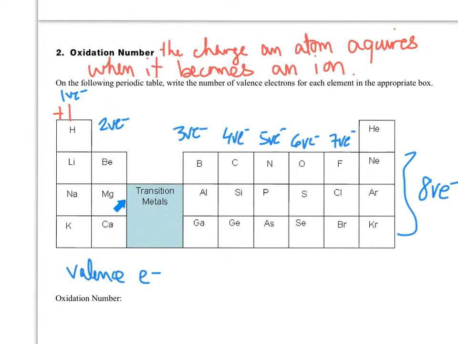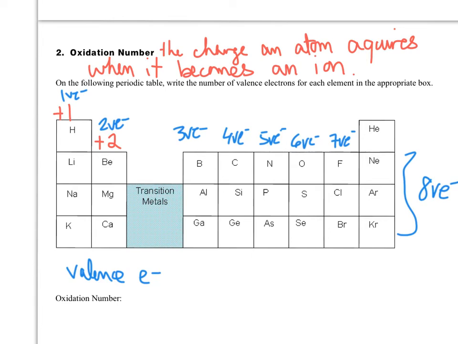Next, let's look at group 2. Group 2 has 2 valence electrons. So let's look at magnesium, for example. It could either lose 2 to become like neon, or it can gain 6 to become like argon. Well, it's much easier to lose 2 than it is to gain 6. So you lose 2 electrons, and because electrons are negative, you become +2.